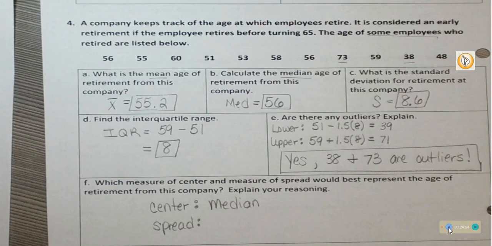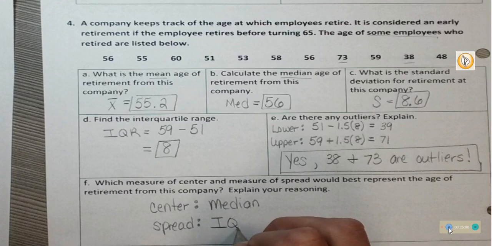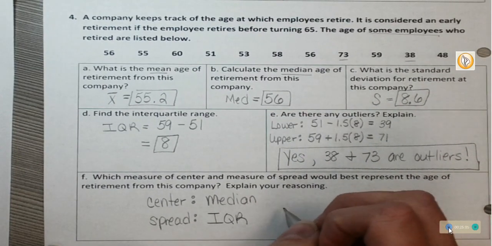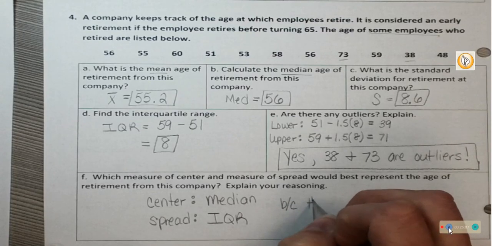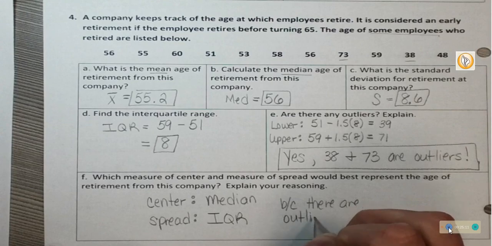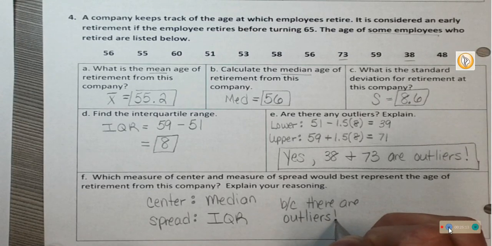Since you use the median, which is a quartile, you're going to use the interquartile range to describe the spread. And the reason we chose this is because there are outliers. Those outliers are going to manipulate our data.